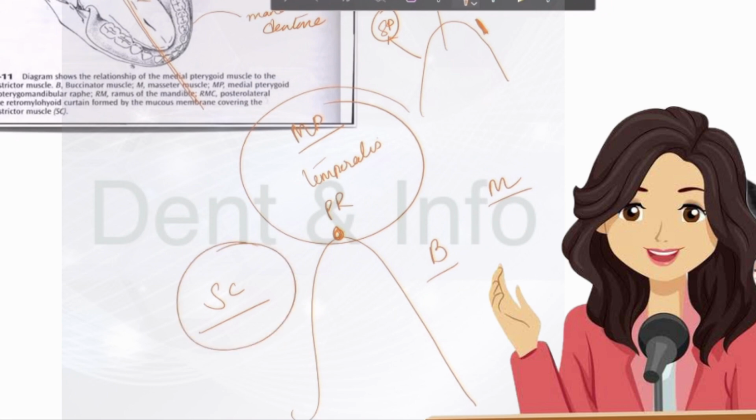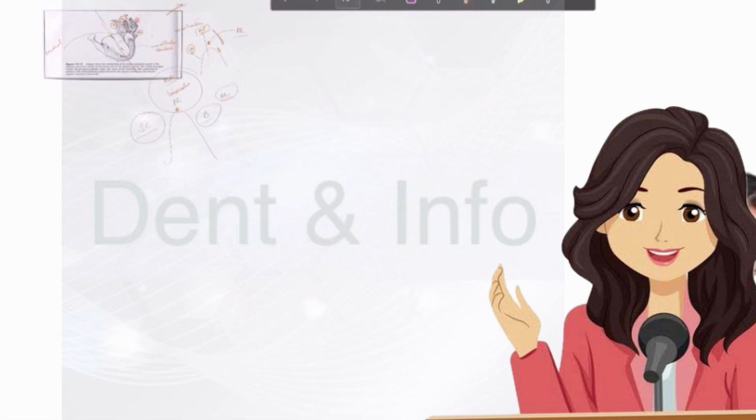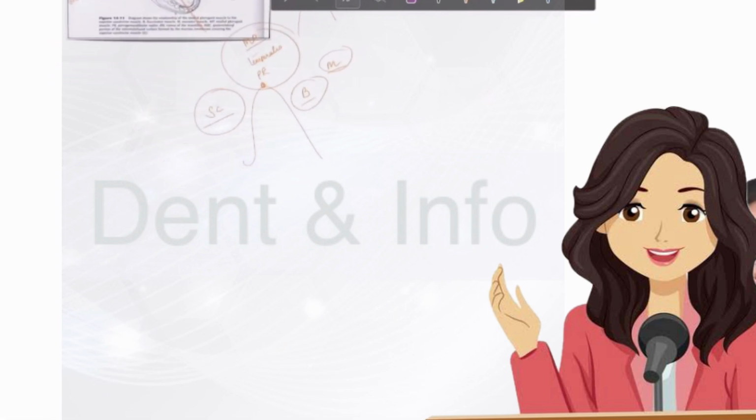So this should help you actually understand what is the posterior border of the mandible or the posterior third of the mandible. Now, why are we discussing posterior one-third this much? We'll tell you the significance of it.